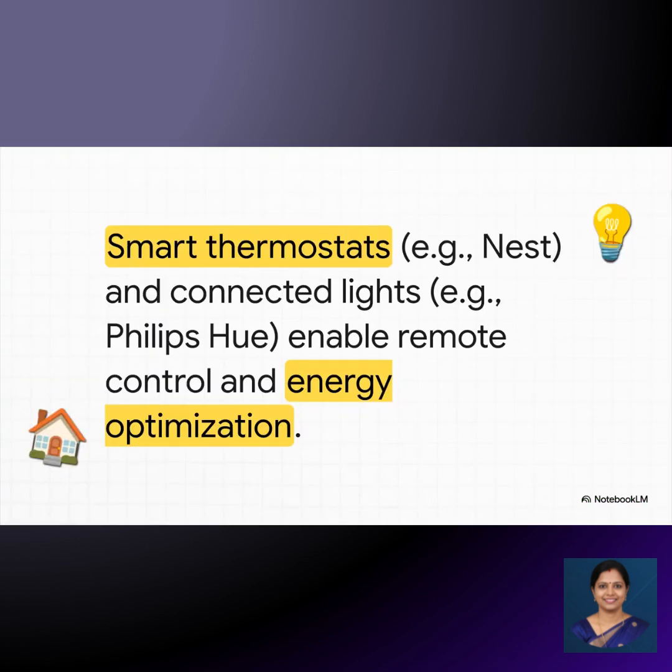The most familiar place for most of us is right at home. You've probably seen a smart thermostat that learns your schedule to save energy, or smart lights you can control from your phone anywhere in the world. And these aren't just neat tricks. They're systems that make our homes genuinely more efficient and responsive to how we live.